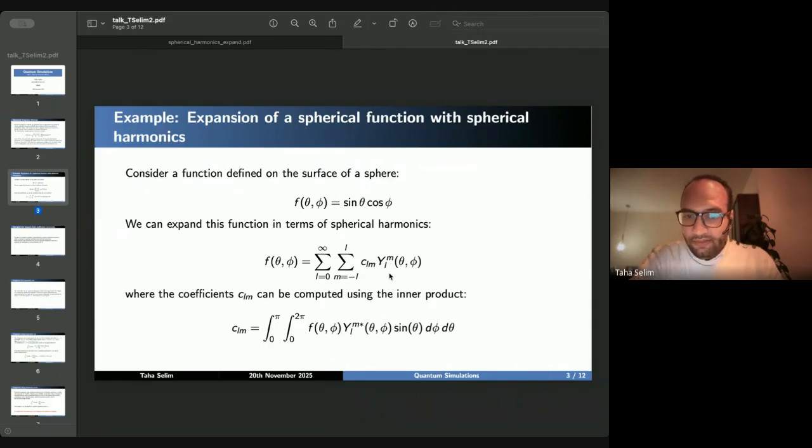So now we have a representation. We can make a representation. So instead of having sine theta and cosine phi like this, a plain total function given to us like this, we can expand it using spherical harmonic terms. So we can have different terms to add or to benefit from this expansion.